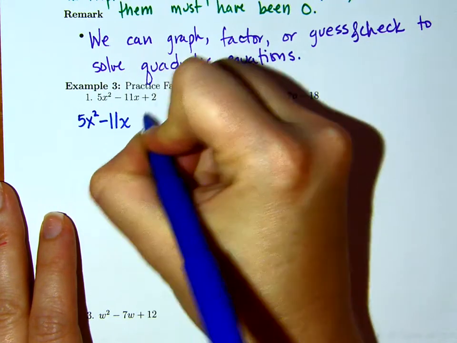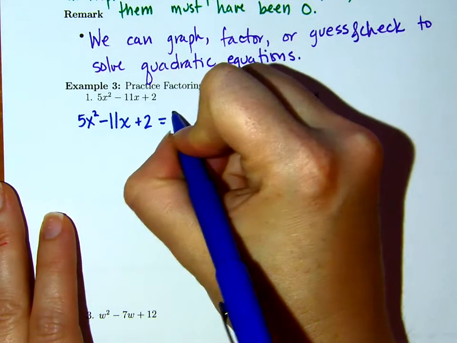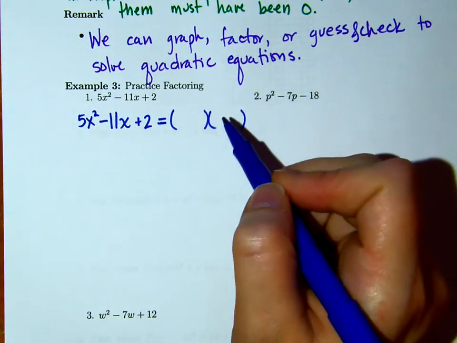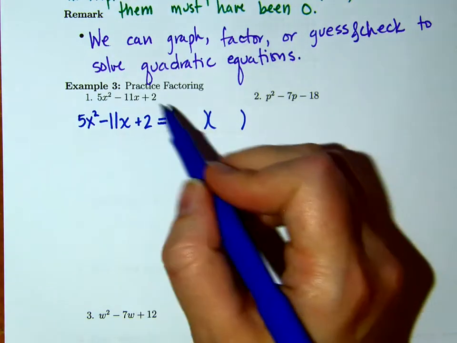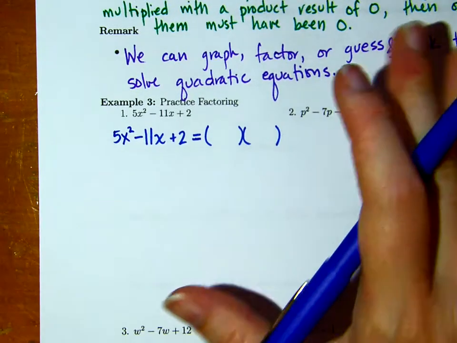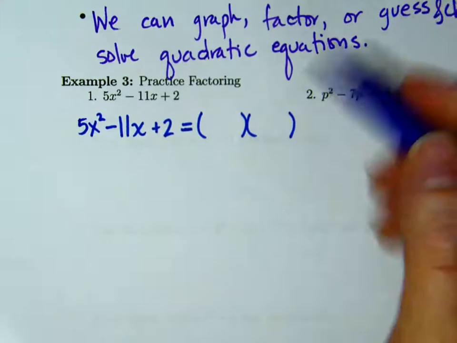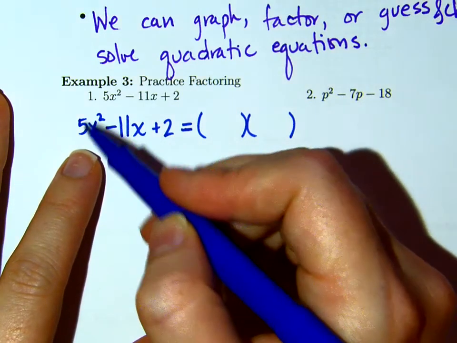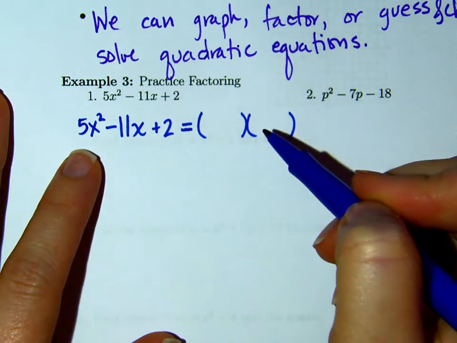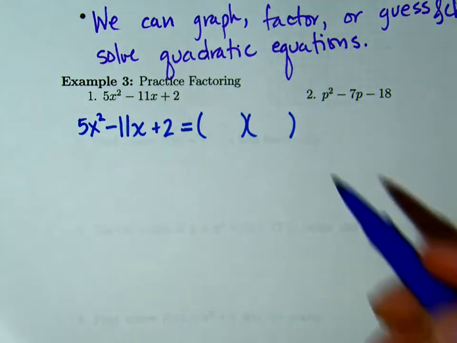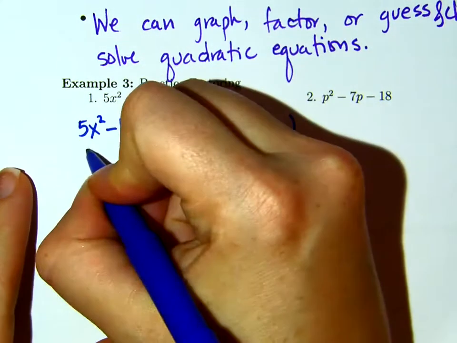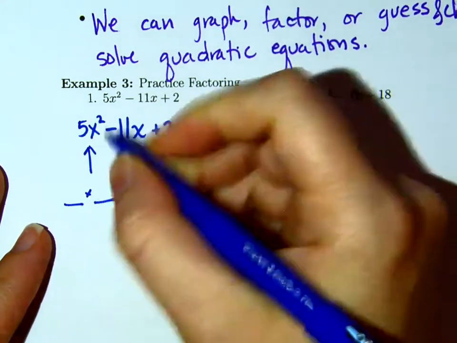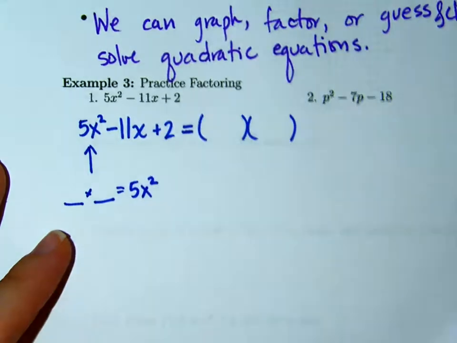I always like to write down that it is our goal to fill in these two linear factors with things that multiply to give us this. Okay, so let's see. Well, I also know that in order to get an x squared, I'm going to need an x by an x. So this first term, we would need something by something to get 5x squared.